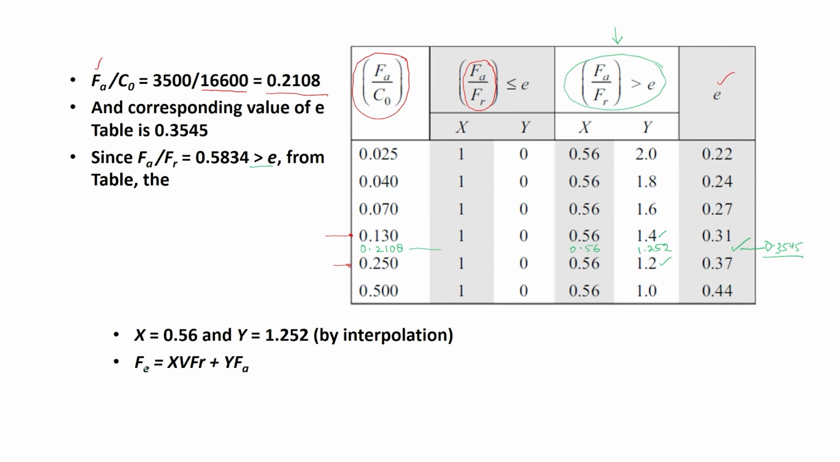So, the effective radial force is equal to X V Fr plus Y Fa. X is 0.56, V will be taken as 1 because in our case the inner race is rotating and outer race is fixed. So, for that condition V is taken as 1. Now, we will substitute the value of Fr and Y is 1.258 and so we will get the effective radial force on the bearing and that is 7742 Newton.